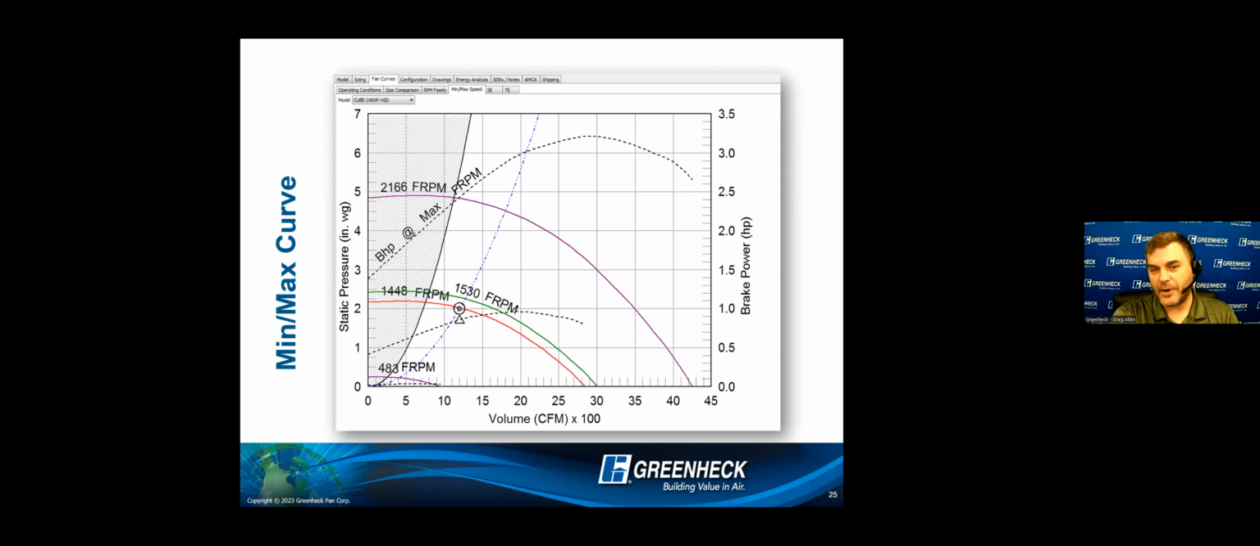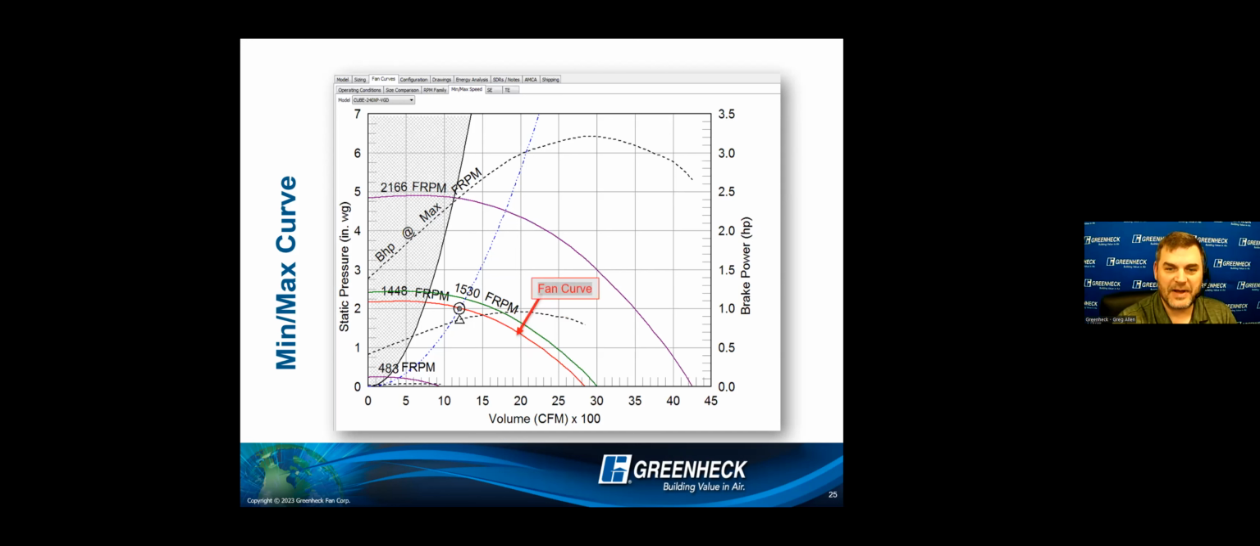So instead of maybe ordering this fan with the 1 horsepower, my green line is at 1530. Maybe I bump this up to a 2 horsepower. All of a sudden, that green line moves up until that green line and the purple line become one, right? You have the biggest motor available on that fan size. This puts you in the driver's seat of picking the best fan.